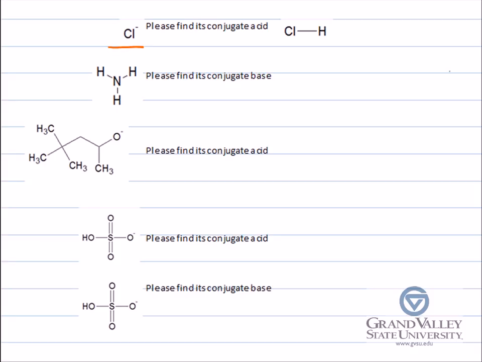The next question asked for the conjugate base of the following molecule. Thus, we need to treat the molecule as an acid and the molecule will donate a hydrogen ion to give us the following conjugate base. In the next question, we are given the following molecule, and we are asked to find its conjugate acid, and therefore we need to treat the ion as a base and have the ion accept a hydrogen ion to give us the following molecule.